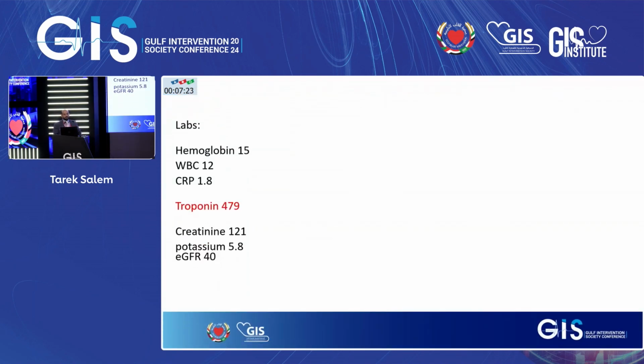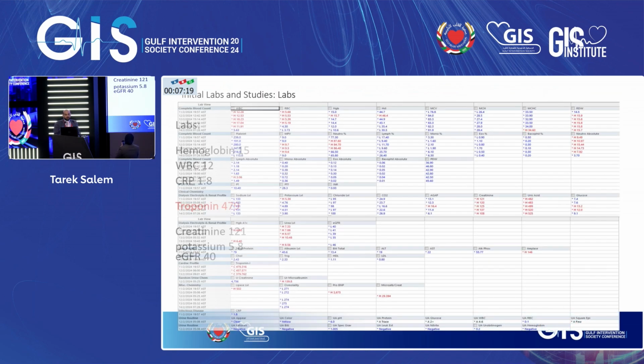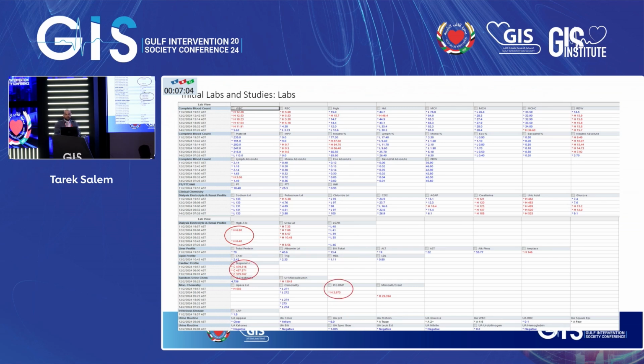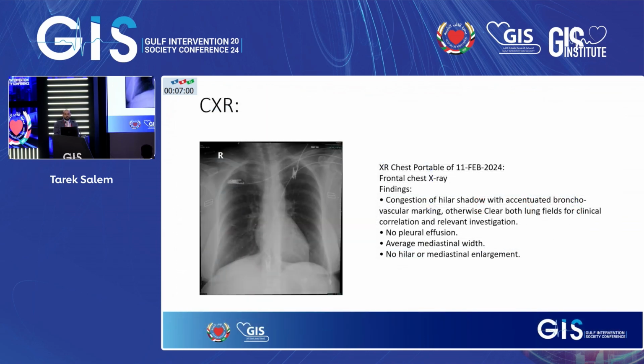Her initial labs show that she has a positive troponin. She has a background history of type 2 diabetes mellitus with an HbA1c of near 7%. Her troponin, as you can see here, is rising, and she has a pro-BNP of more than 3,000. This is her chest X-ray, which didn't show anything abnormal.